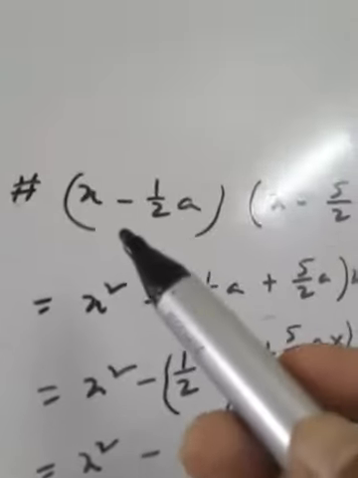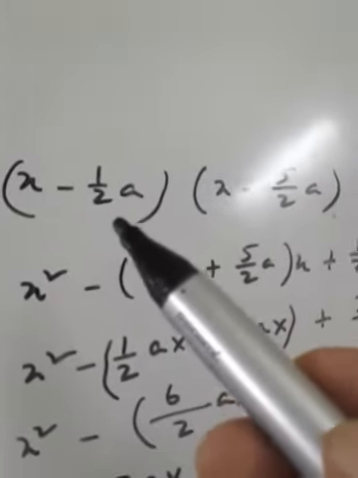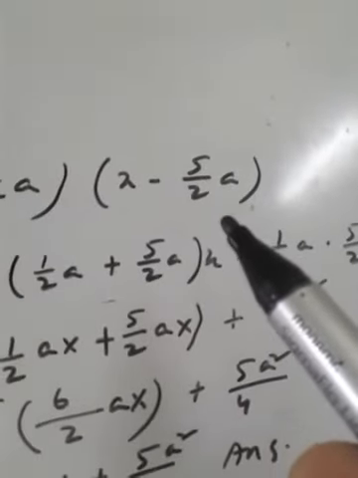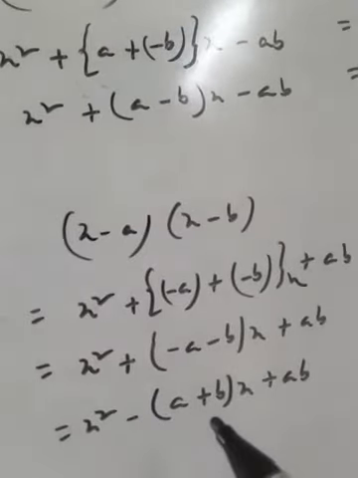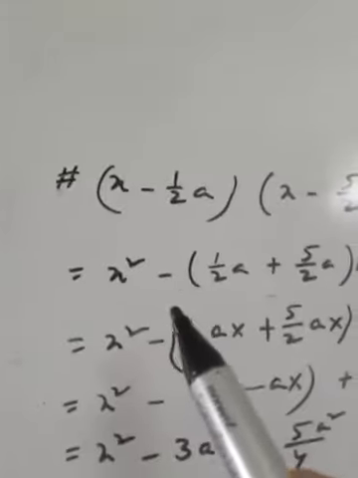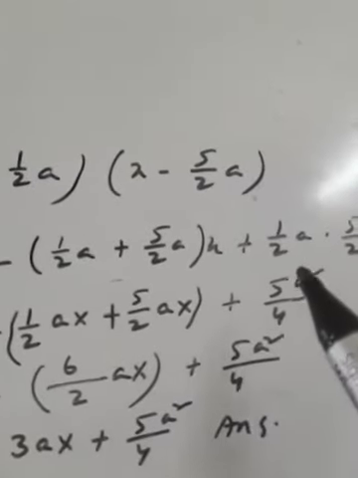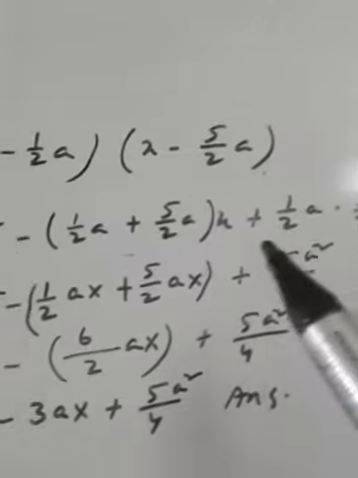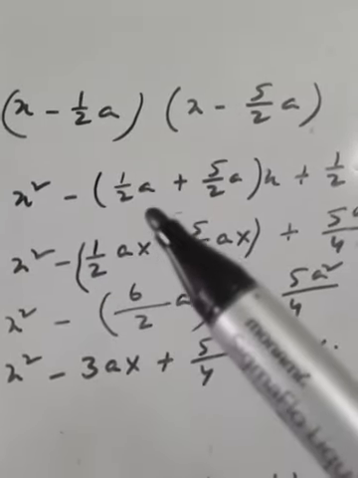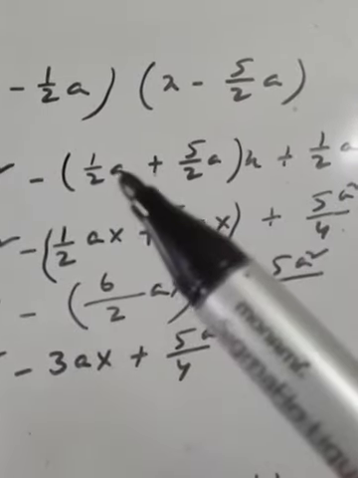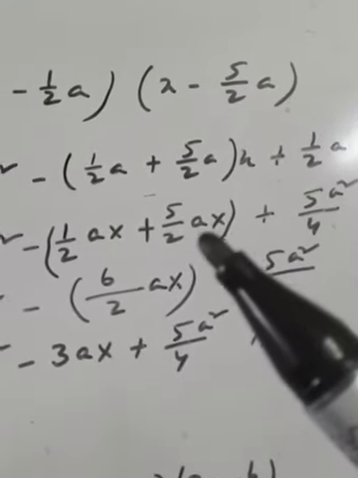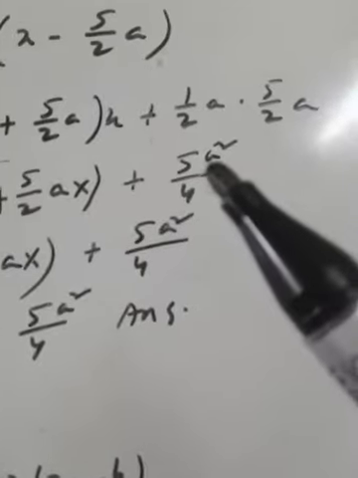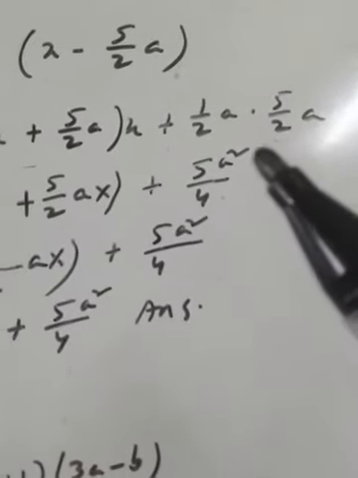Now see this. This is x minus a, x minus b. x minus a into x minus b equals, we got this, x square minus (a plus b) into x plus ab. x square is minus x, half ax plus 5 by 2 ax. This 5 1 is 5, 2 2 are 4, a multiply a square.